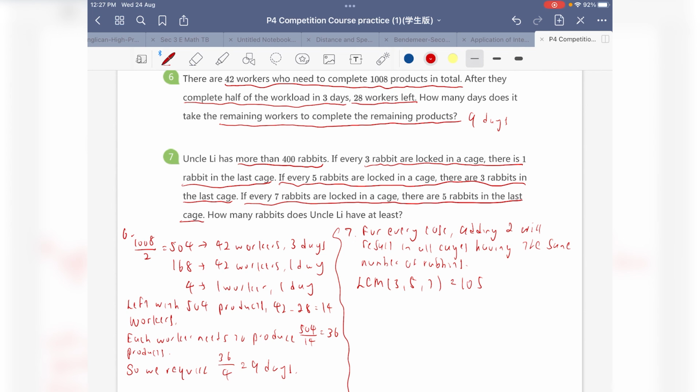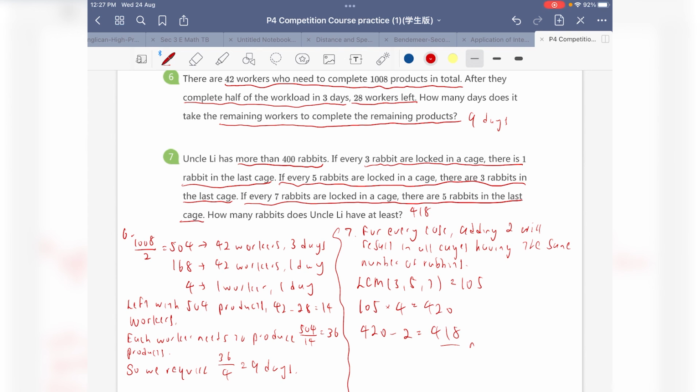Now, we know that Uncle Lee has more than 400 rabbits, definitely. So, I'll need to multiply by at least 4, 4 times 105, which is equal to 420. But hey, this is with the assumption that we have 2 more rabbits, because everything is divisible by 3, 5, and 7. So what do we have to do? We have to subtract away the 2 rabbits. So 420 minus 2, and we get 418 rabbits. And so the final answer will be 418 rabbits at least.